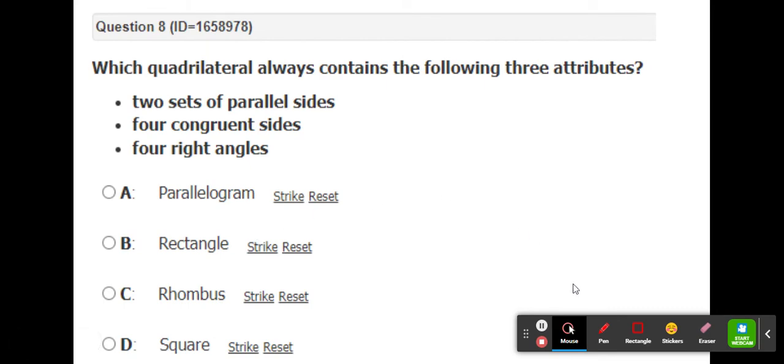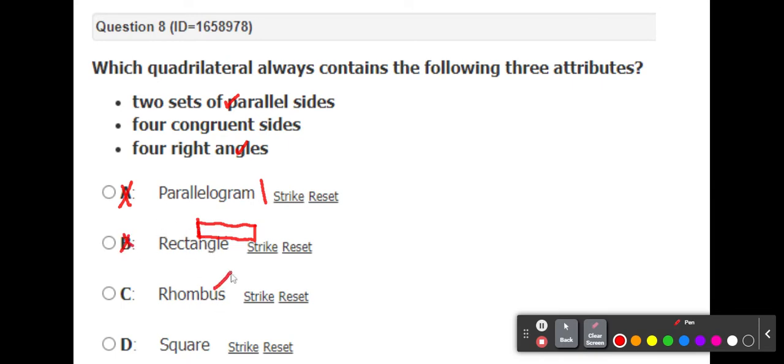Question 8, which quadrilateral always contains the following 3 attributes? 2 sets of parallel sides, 4 equal sides, and 4 right angles. Parallelogram has the first one, but not always the next 2. A rectangle has 4 right angles and 2 pairs of parallel sides, but it doesn't have 4 equal sides. The top and the bottom are usually much longer than the 2 sides. A rhombus does have 4 equal sides, but it doesn't have 4 right angles. So the only one that has all of those is the square.